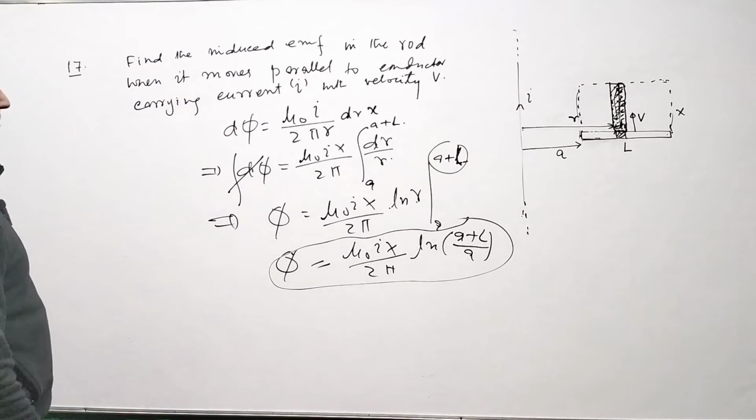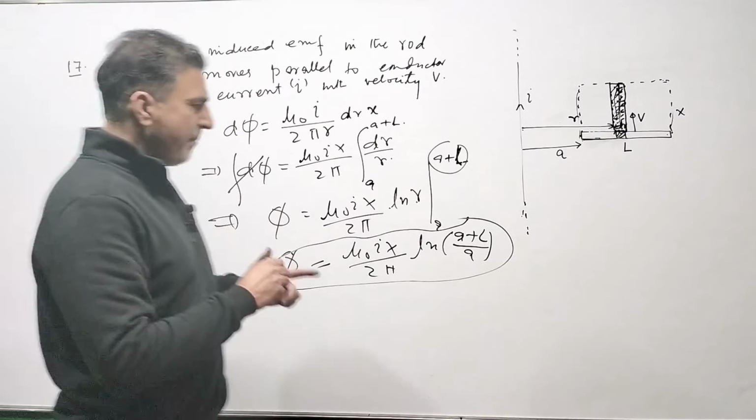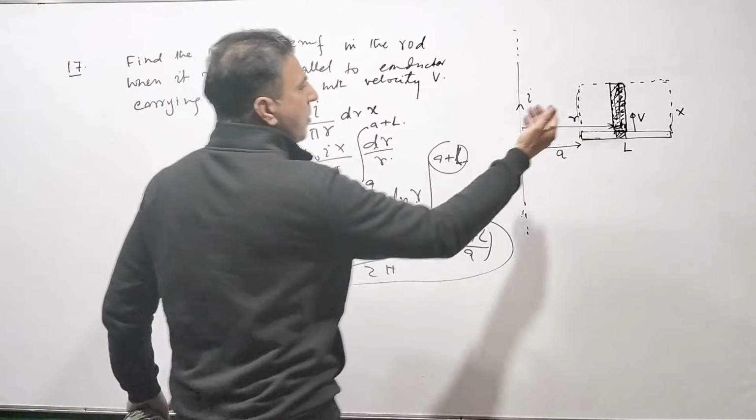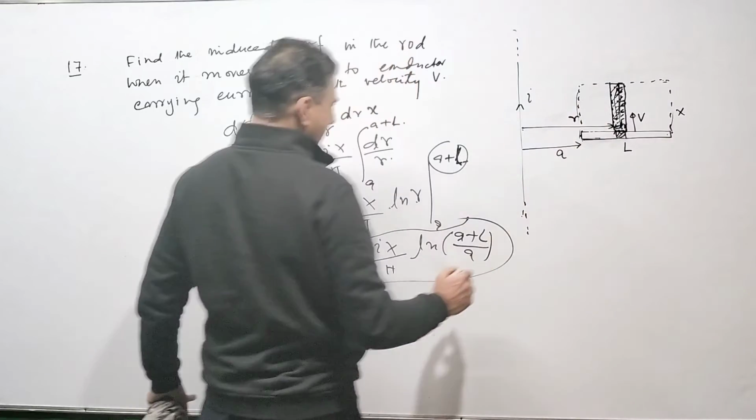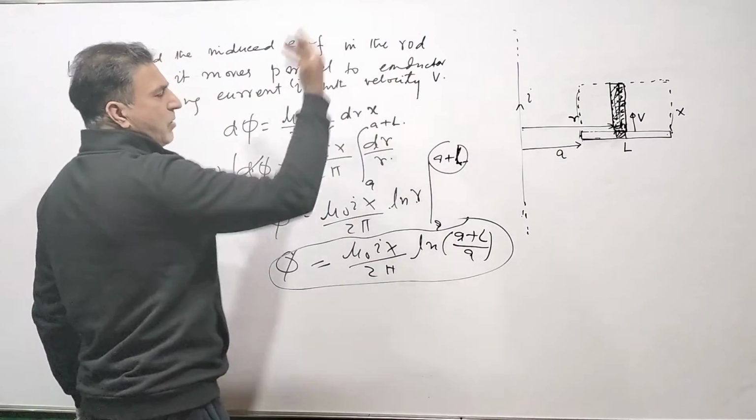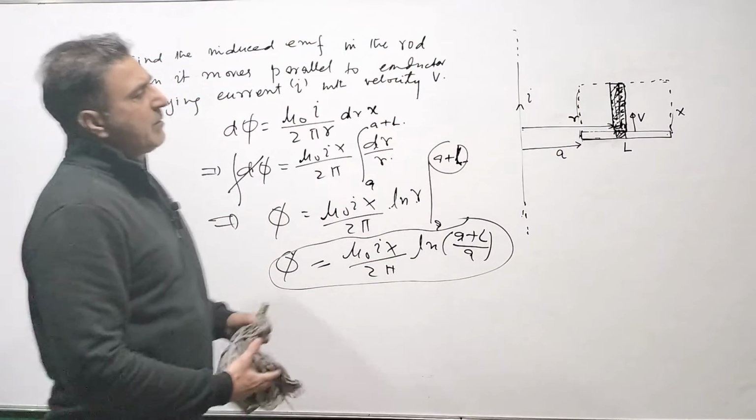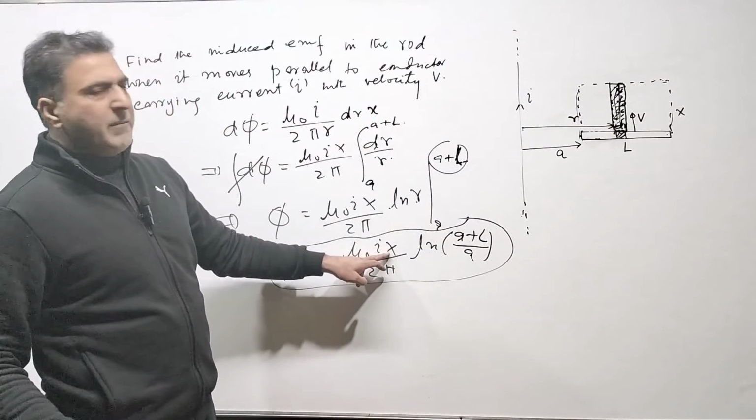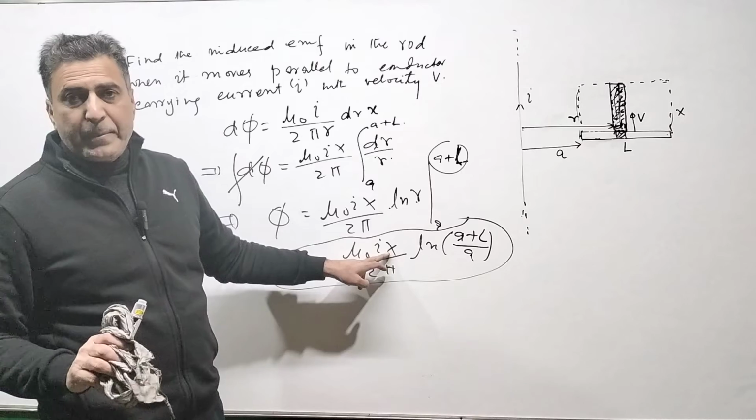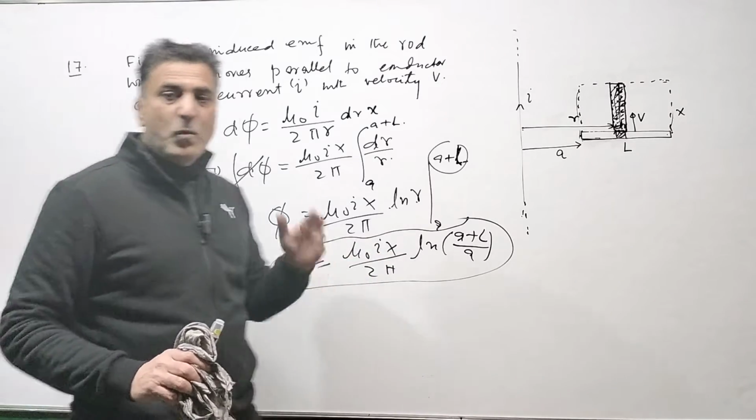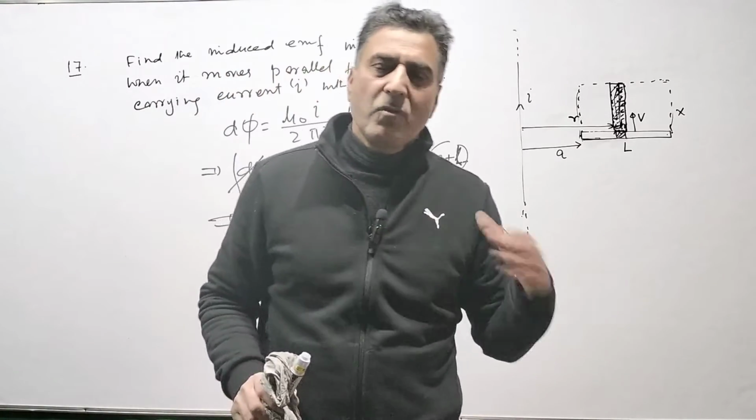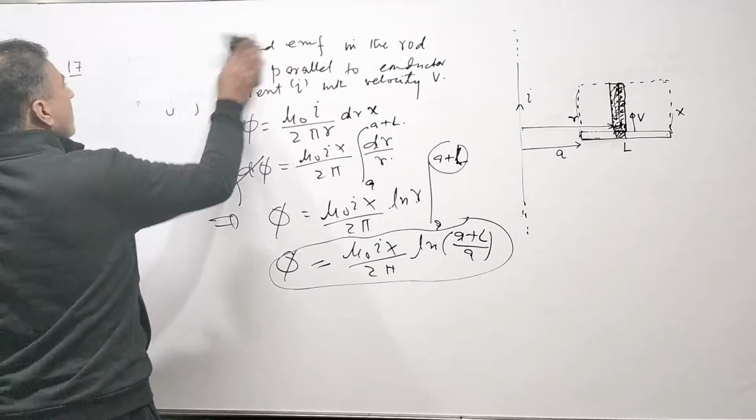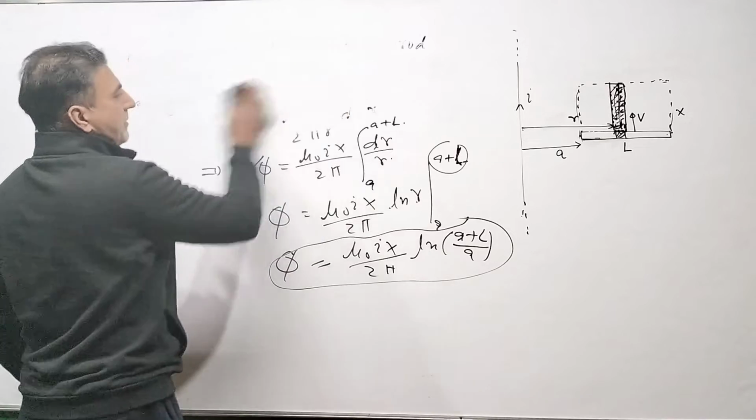But what is induced EMF? The induced EMF is the rate of change of flux. Because when the rod goes up, this x changes. When this x changes by the motion of the rod, that will change the flux. The moment flux changes, there is induced EMF. So rate of change of flux is induced EMF. That is what we know. So how to do it now?